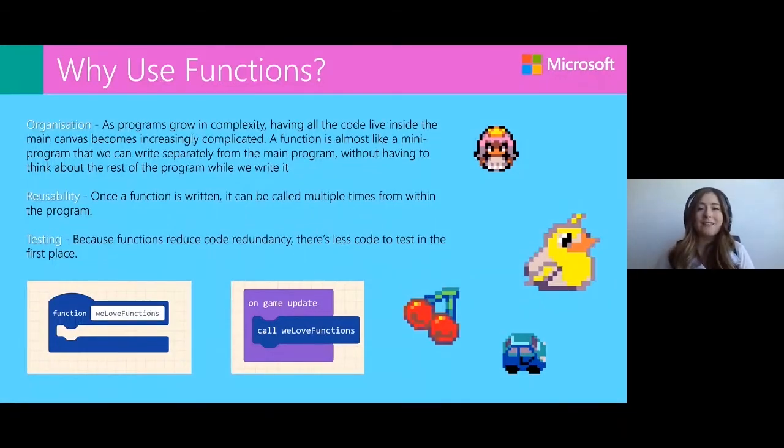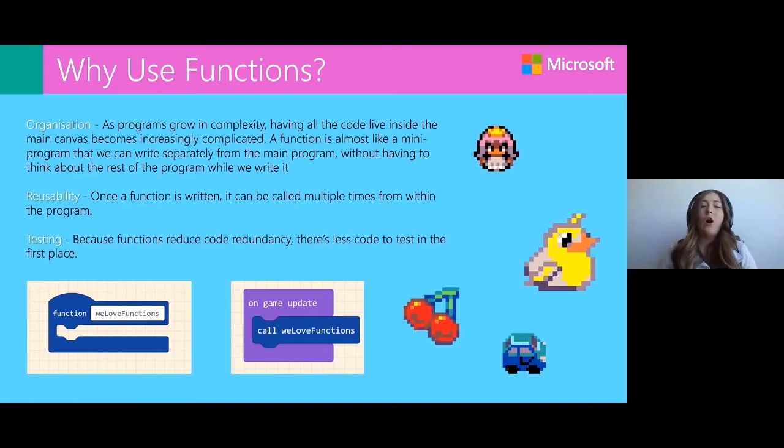Okay, so as I said, I want to create a function there because my on start block is becoming very, very full. Okay, it's becoming unorganized and untidy, and I don't want that. So what I can do is I can use a function for organizational purposes. Okay, so it says here, as your program grows in complexity, as it has over the past 4 weeks, we've done a lot of code. All the code that's living inside that one block, that start block, becomes increasingly more complicated. Okay, so the way we think of a function is almost like a mini program that we can write separately away from our code, and then we can just call it whenever we need it.